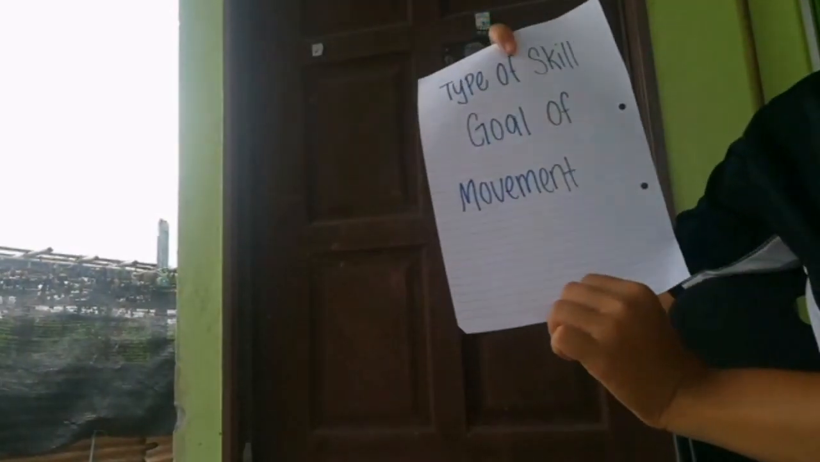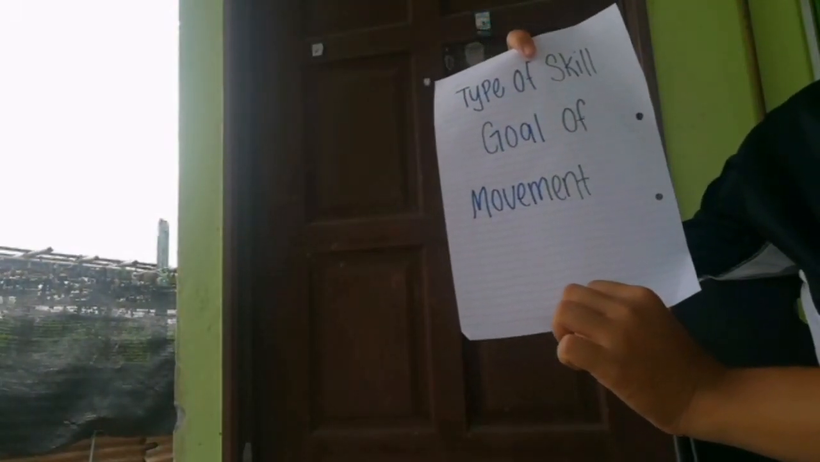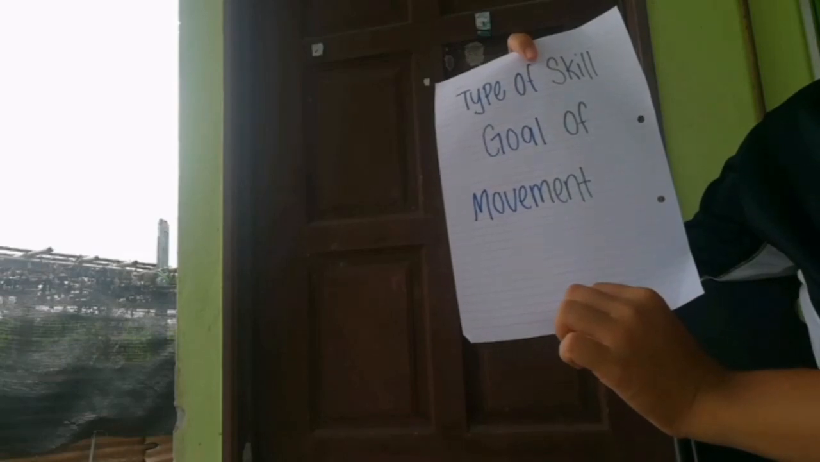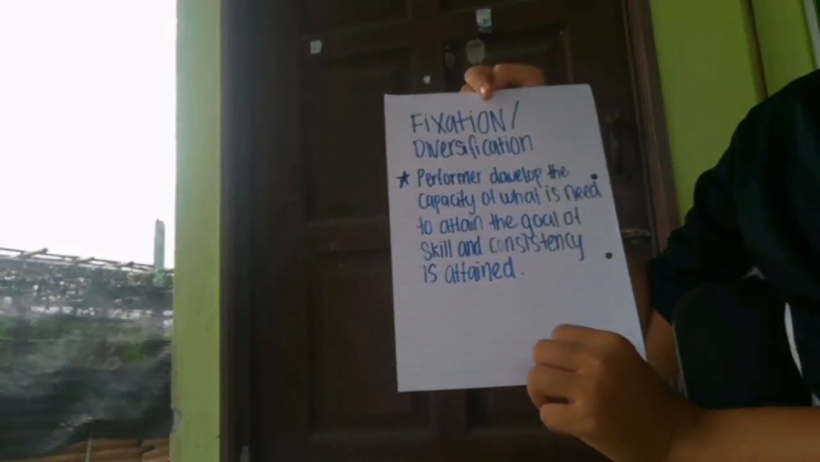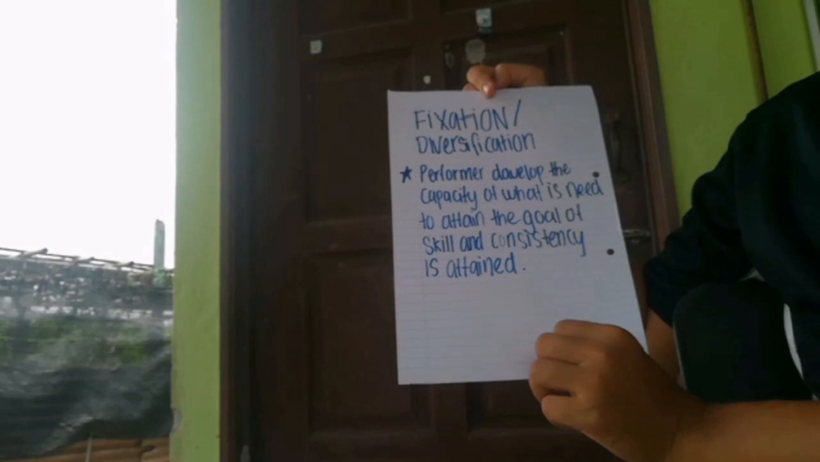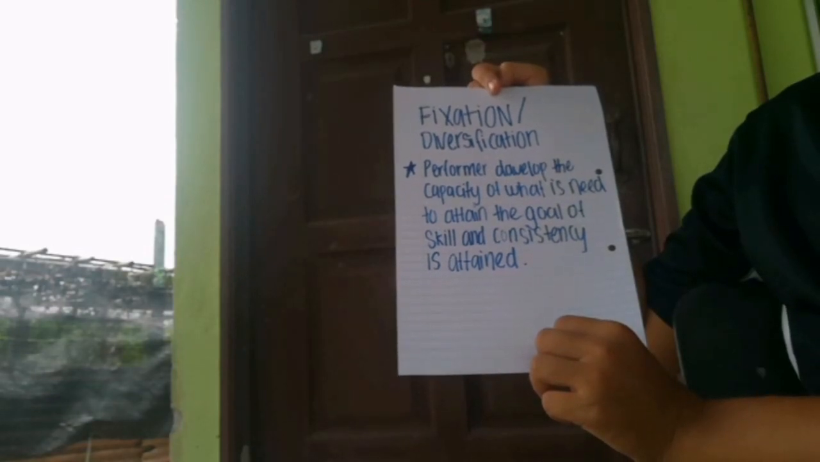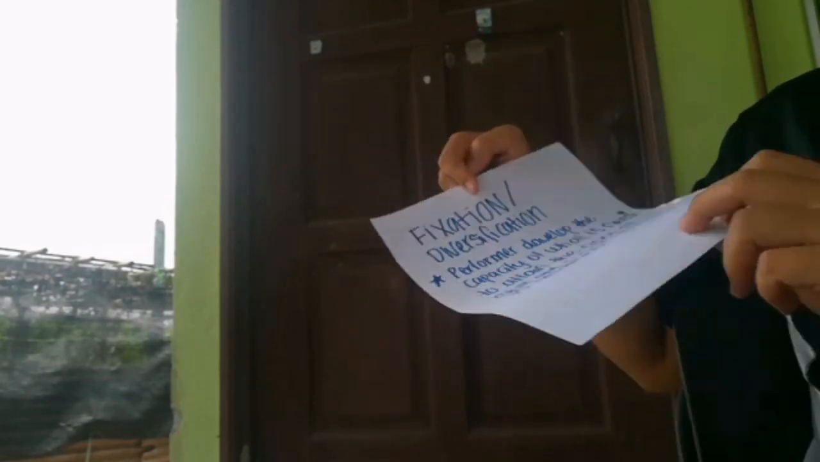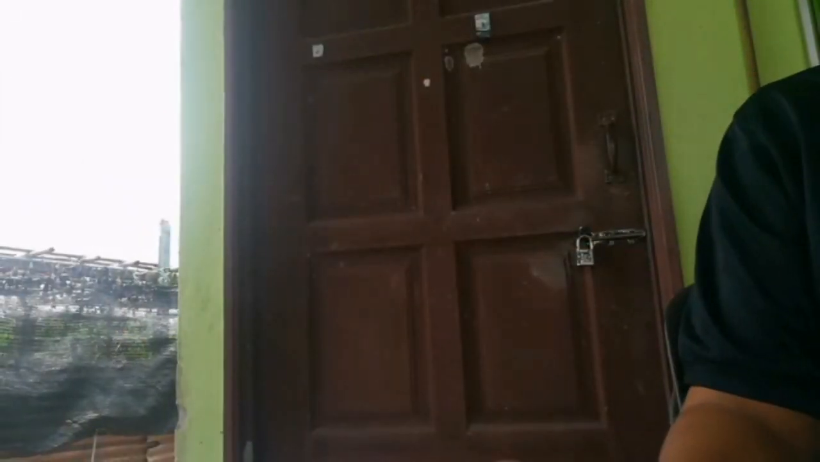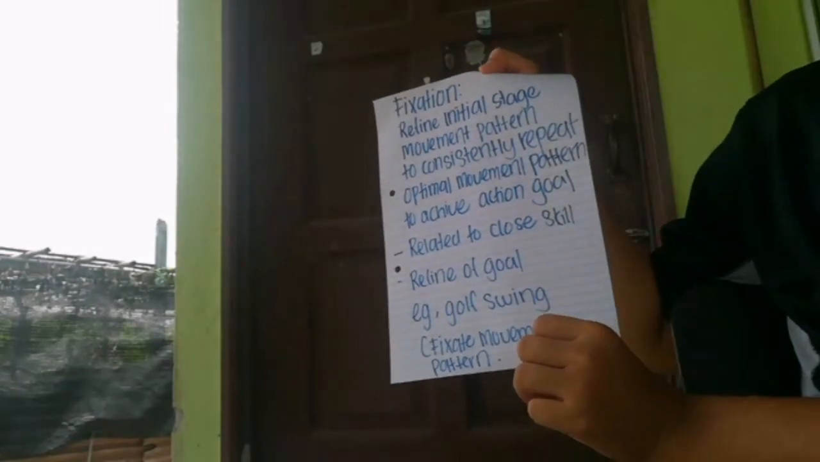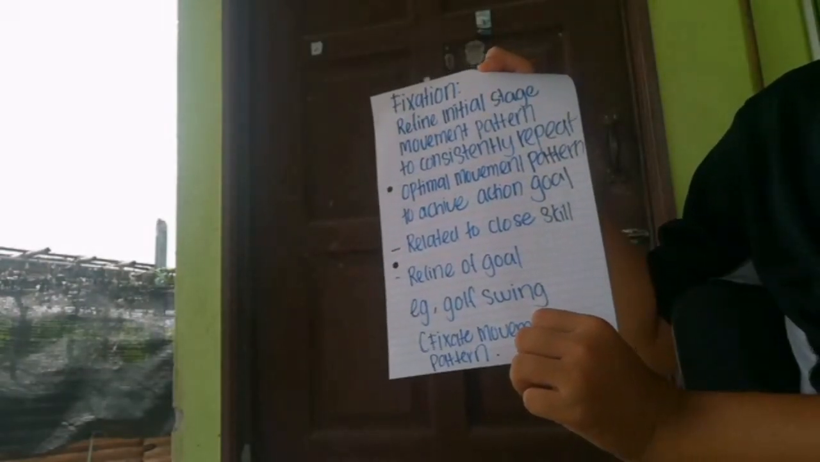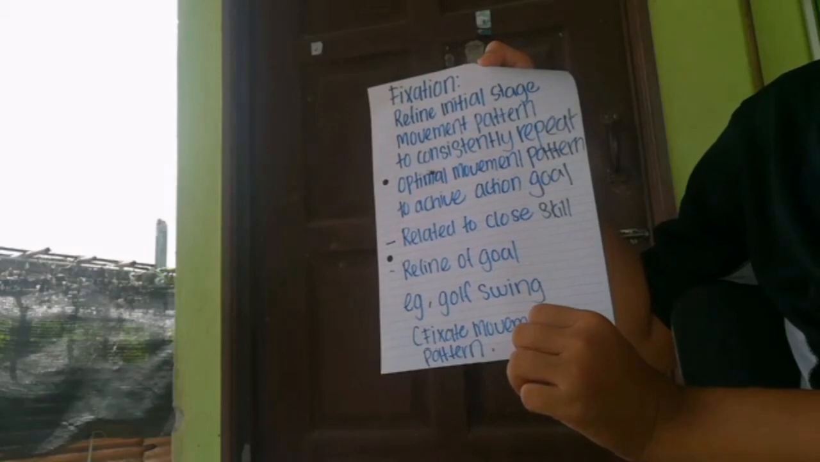Type of skill goal of movement. This has two, fixation and diversification. For fixation, the performer develops the capacity of what is needed to attain the goal of the skill and consistently attains it. Fixation is refining the initial stage movement pattern to consistently repeat the optimal movement pattern to achieve the action goal.